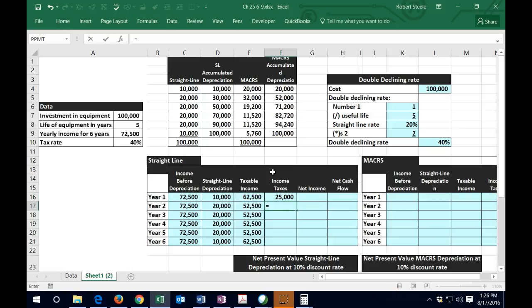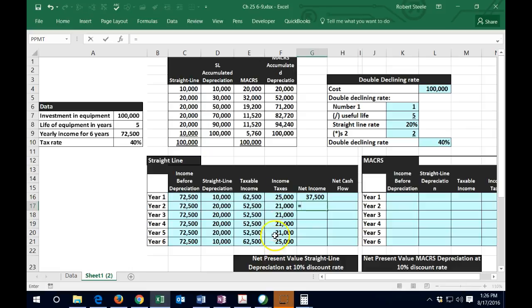And we're going to do that all the way down. 52.5 times 0.4. We're going to say this equals 52.5 times 0.4. And we can then copy that down. So that's going to be the income tax. If we were to calculate the net income, then net income is going to be the 62.5 minus the income tax, 25,000. And we'll take a look.